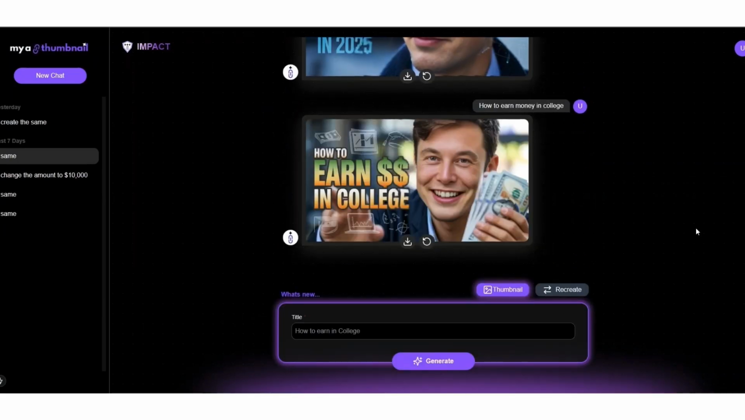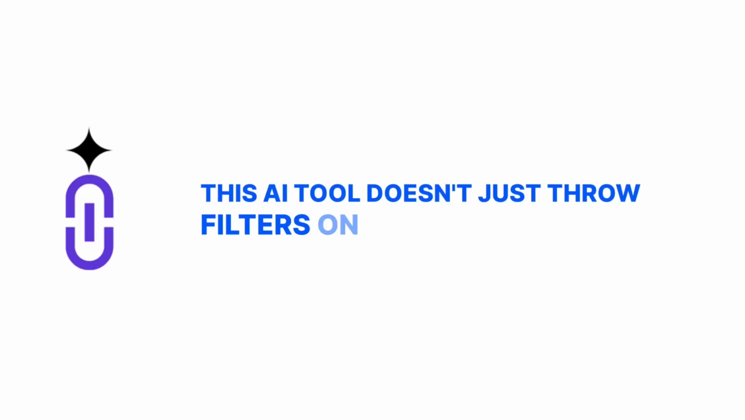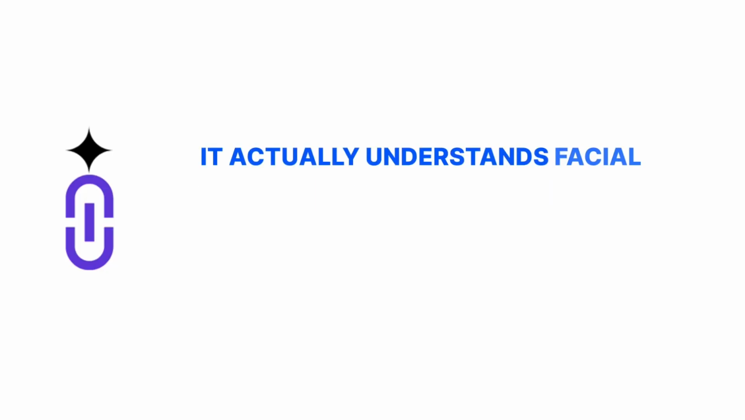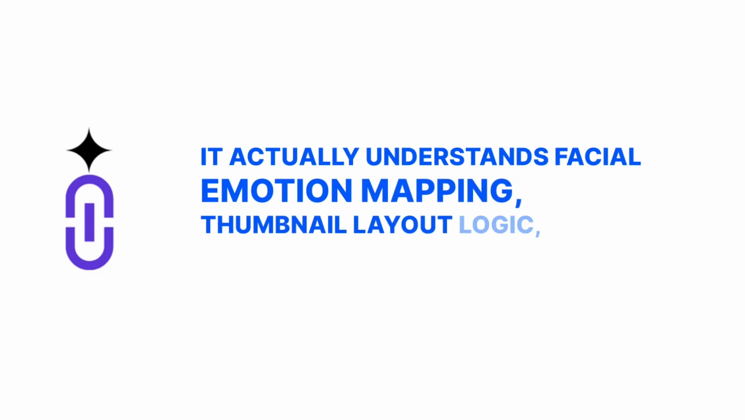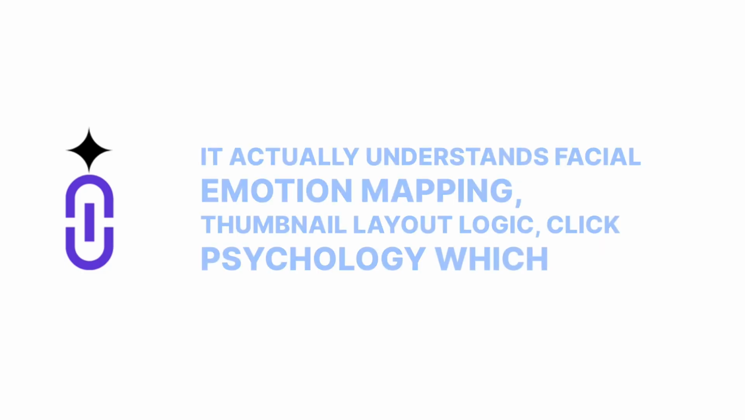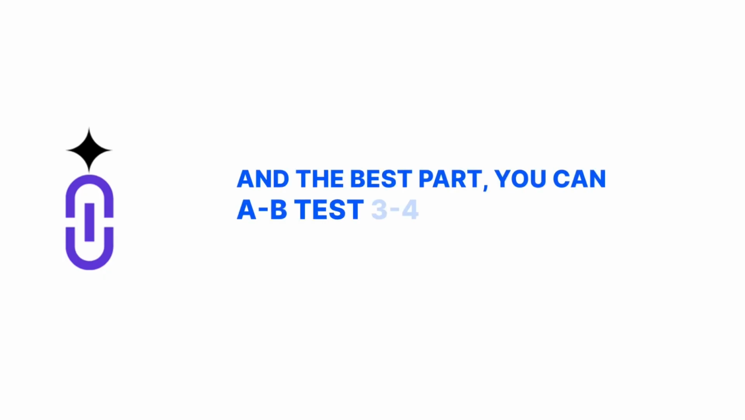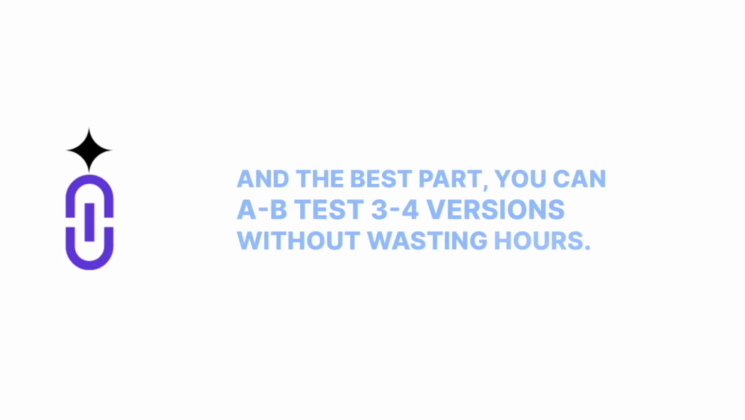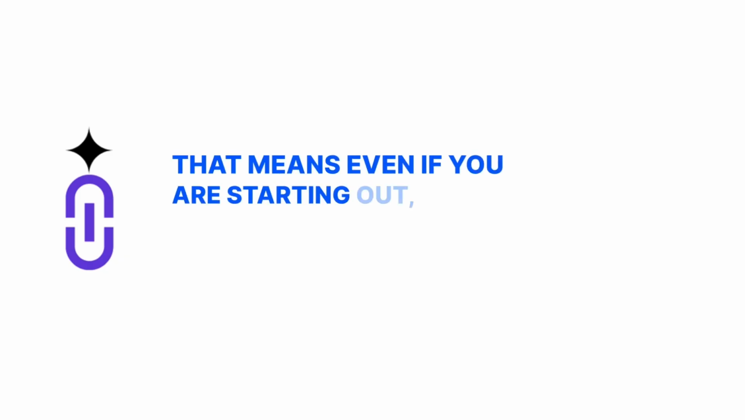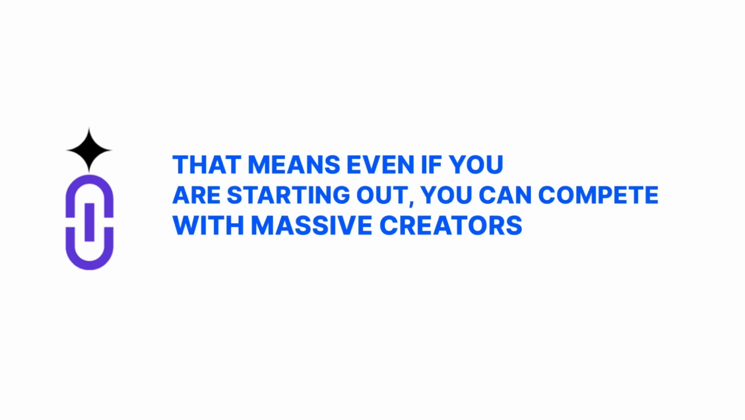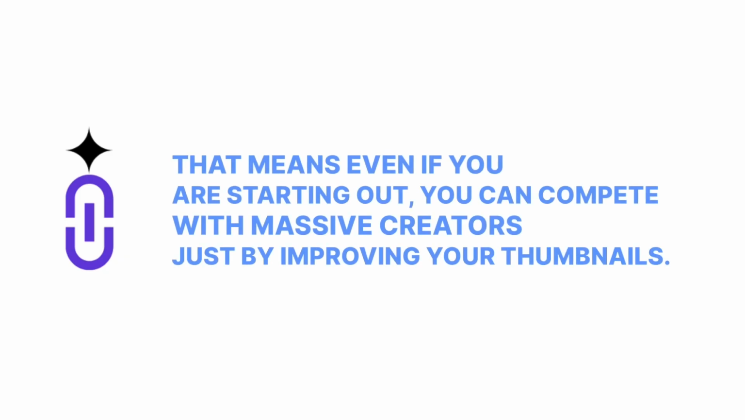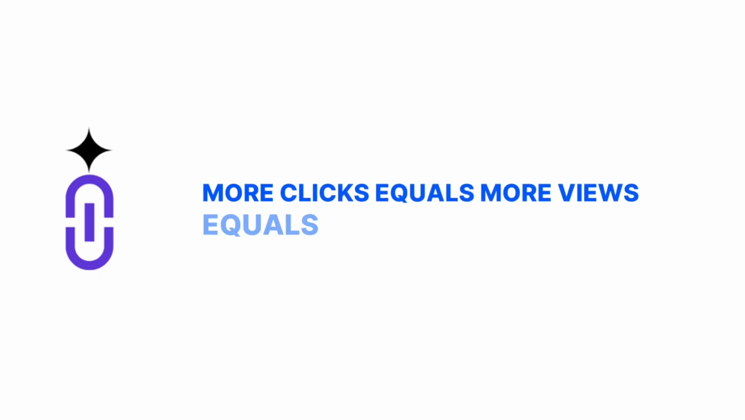Now let me break down why this works. This AI tool doesn't just throw filters on a photo. It actually understands facial emotion mapping, thumbnail layout logic, click psychology, which includes contrast, white space, text positioning, and the best part, you can A/B test 3-4 versions without wasting hours. That means even if you are starting out, you can compete with massive creators just by improving your thumbnails. More clicks equals more views equals more growth.